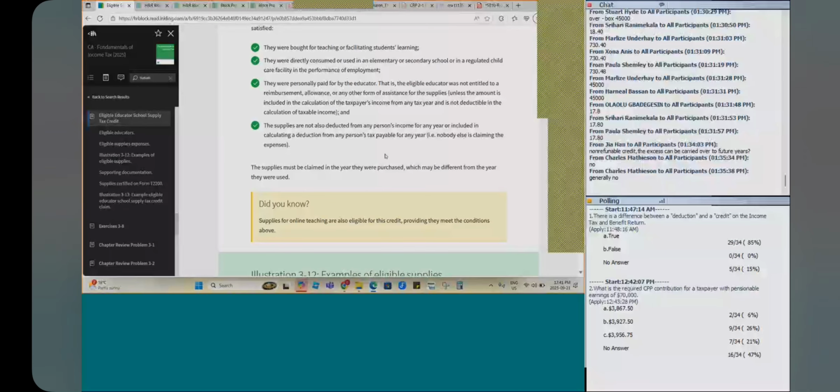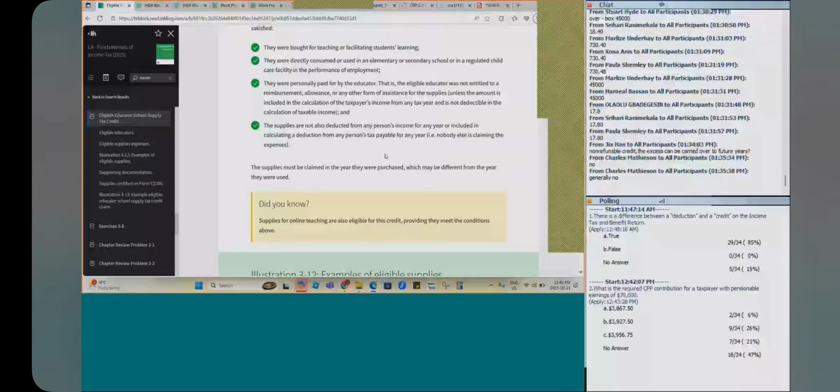They have to be purpose bought for use in teaching, so you can't just bring in your stuff from home. They need to be directly used or consumed at the school or workplace, and they need to be personally paid for by the employee. The school cannot pay for them. They cannot reimburse you for them unless that's included in your income. And the school needs to sign a statement saying that, yes, these are supplies the person purchased, and yes, we didn't pay them for them.